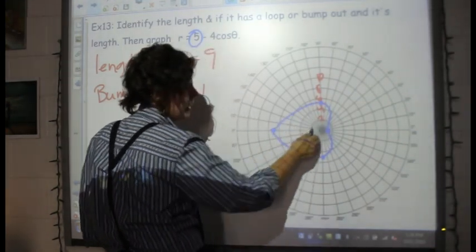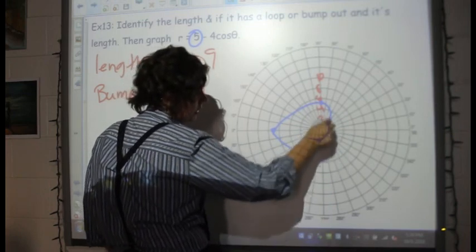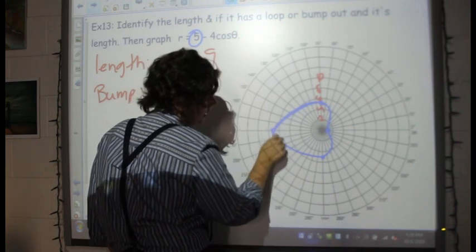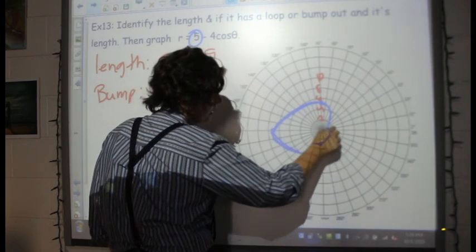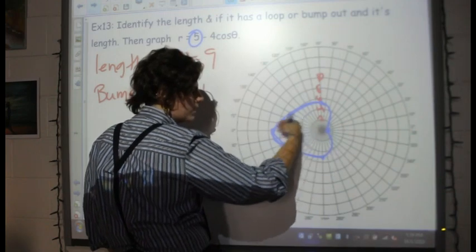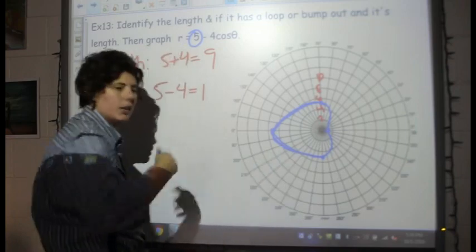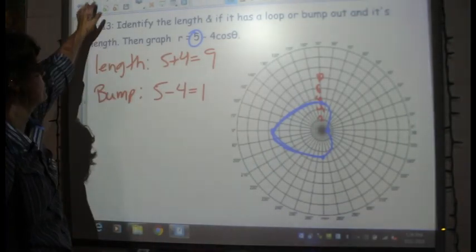It still vaguely has kind of a heart shape. Sometimes they call it a dimple, where it just pushes in right there. And you can see that it just pushes in. So it's different than a loop because a loop comes towards the length and a bump out bumps it out. It bumps it the opposite direction. It's kind of why they call it a bump out.